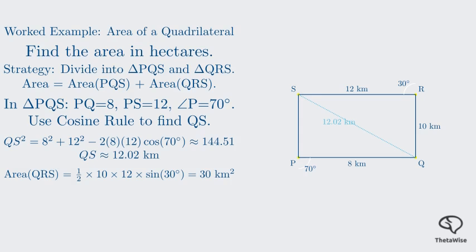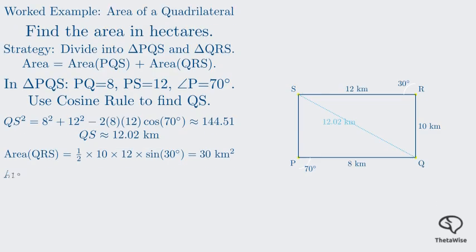Now for triangle PQS. We have sides PQ 8, PS 12, and angle P 70 degrees. Area PQS equals 1/2 times 8 times 12 times sin 70 degrees. This is approximately 45.1 square kilometers.